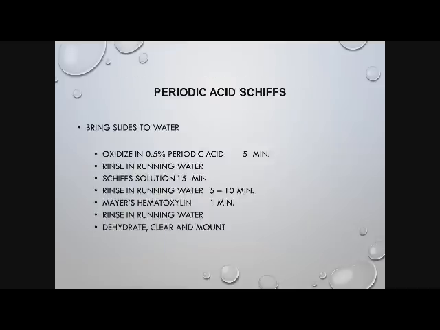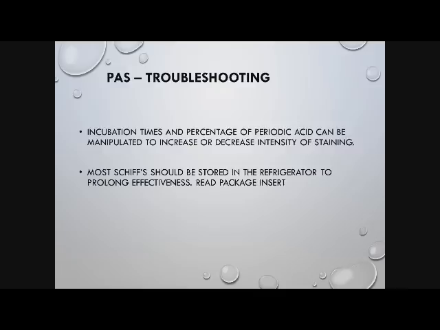So that's why it's imperative that you have fresh periodic acid, and if you look in this procedure, it's calling for a 0.5% solution. There are many procedures that call for a 1% periodic acid solution, so one might imagine, based on what we just talked about, that might intensify the number of aldehyde groups that would be available to pick up the Schiff. So as far as troubleshooting, we just talked about it. Time and percentage of periodic acid can manipulate it. Most Schiffs should be stored in the refrigerator, so read your package insert.